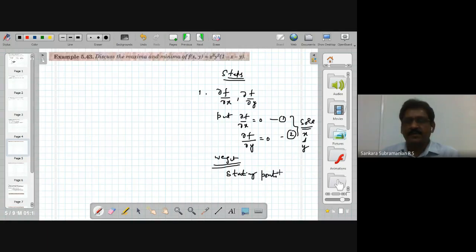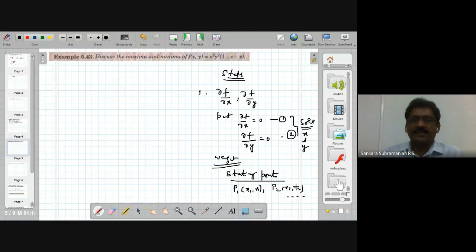These are the special points wherein the function will have a maxima or minima or maybe a saddle point, that we don't know. So we will be getting P1 (x1, y1), P2 (x2, y2). It depends on the given function, right?